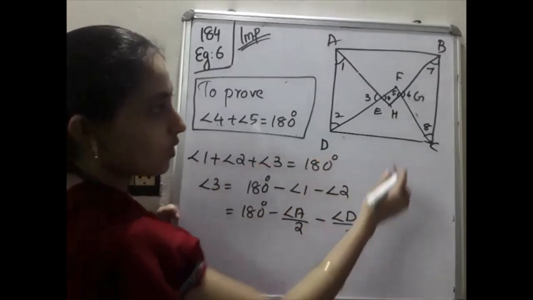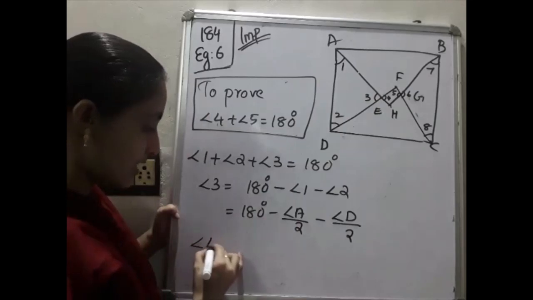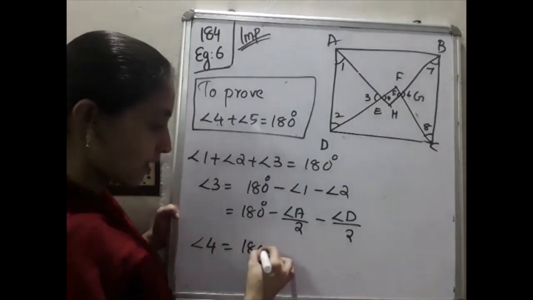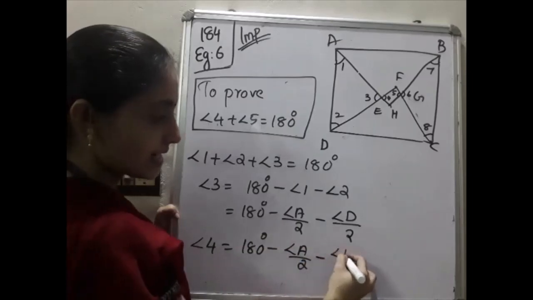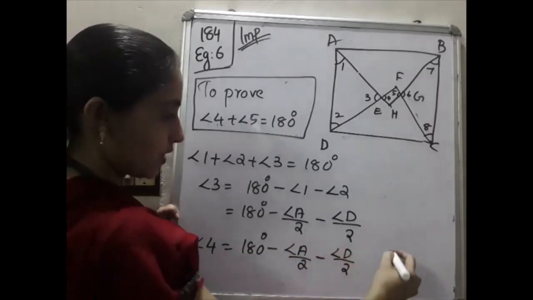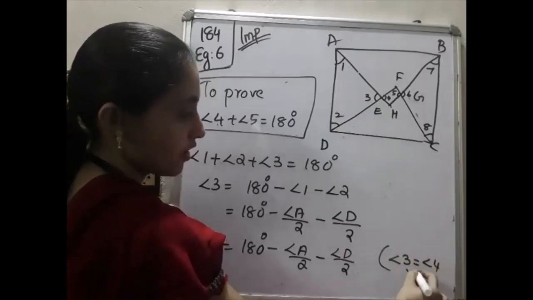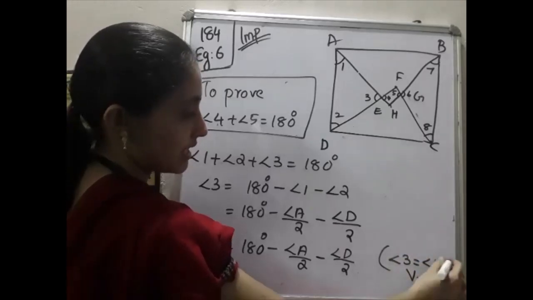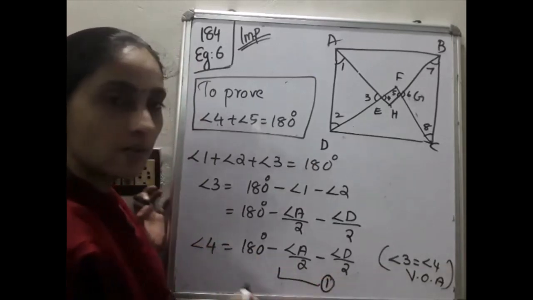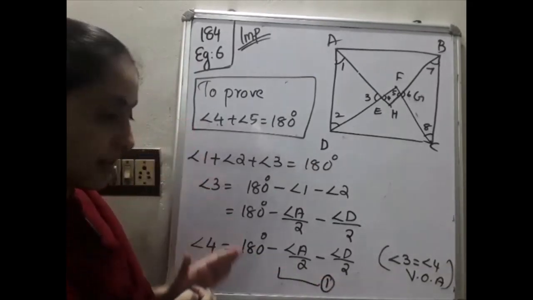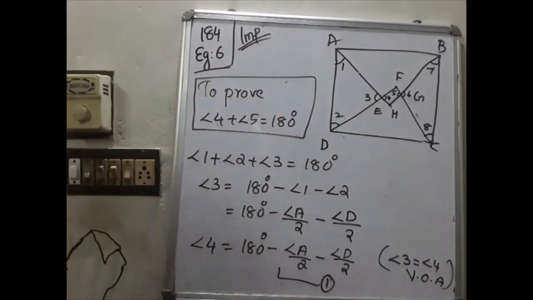And we already know angle 3 and angle 4 are what? Vertically opposite angles. So we can write angle 4 is equal to 180 degrees minus angle A by 2 minus angle D by 2. The reason you have to write is angle 3 is equal to angle 4, vertically opposite angles are equal. So this will be marked as equation number 1. Hope you understood these things. So please draw the figure first and then write these things.